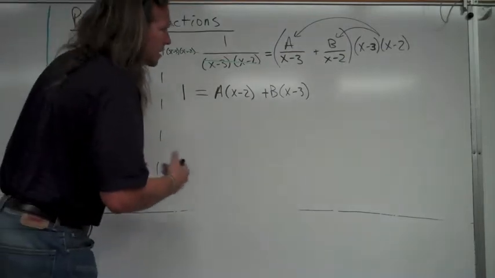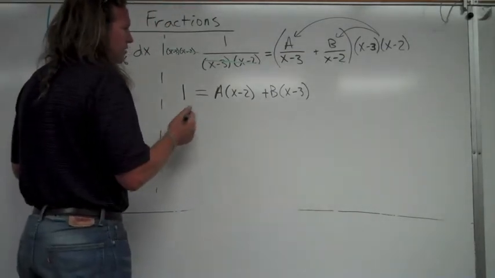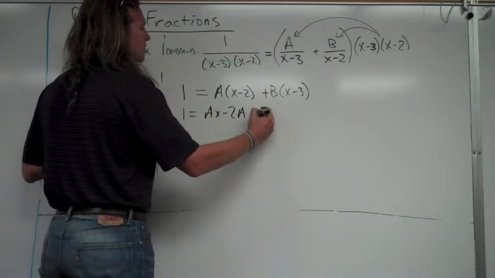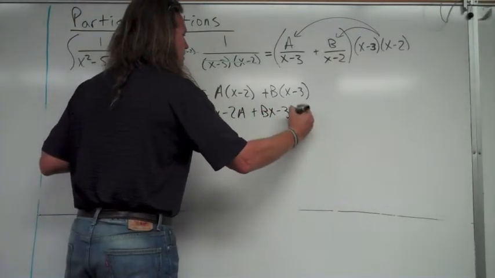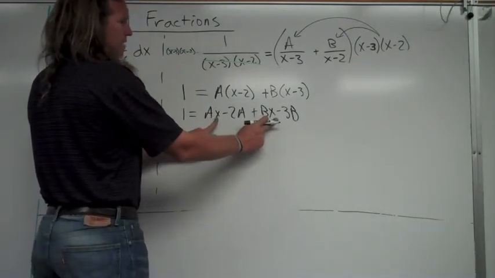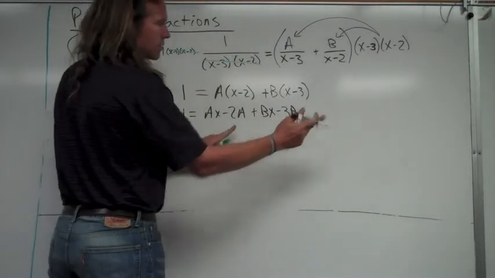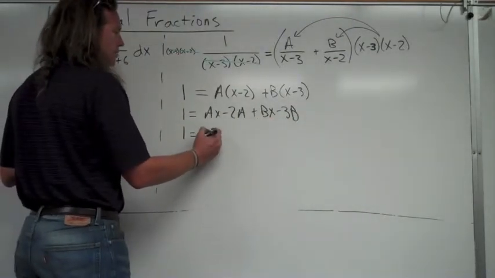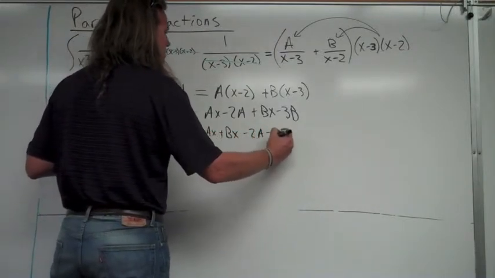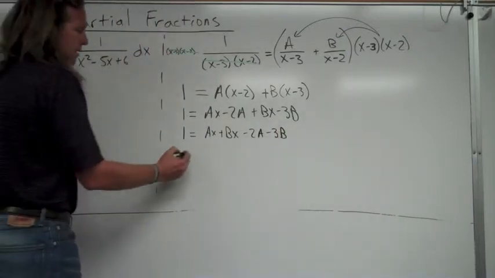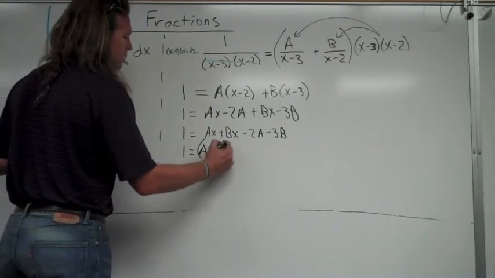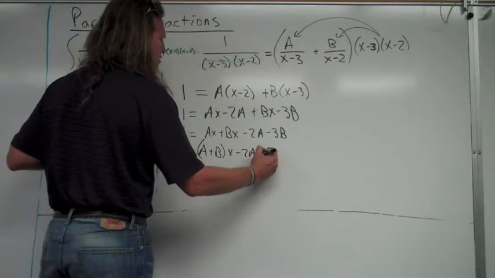Okay, so all these steps are going to look a little strange until we get to the end here, but then hopefully you'll see what's going on. Right now I'm going to just go ahead and distribute everything out. So 1 equals Ax minus 2A plus Bx minus 3B. Then I'm going to go ahead and find my like terms, which is the Ax and Bx. They each have an x, so they're like terms. The other ones don't, so they're like terms as well. So 1 is equal to Ax plus Bx minus 2A minus 3B. Next up here, I'm going to go and factor the x out of these. A plus B times x minus 2A minus 3B.